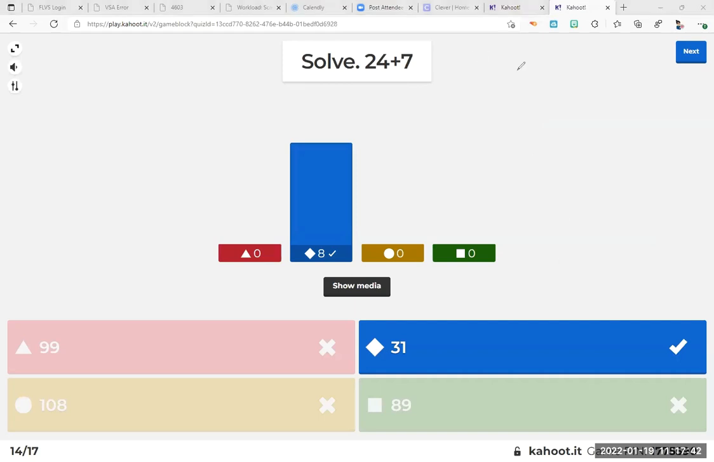24 plus 7. I saw people do it in their head. 24 in my head and count 7 more. Yes, of course you can do that. Can we do it this way too?